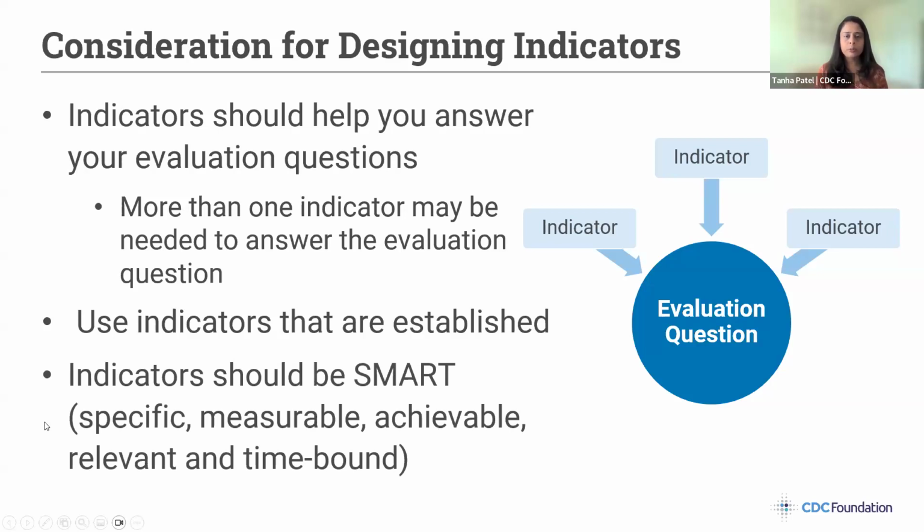Also, indicators should be SMART, in that an indicator should only measure one element that is clearly defined. It should be measurable to see change, achievable in the time frame that is being considered, relevant to the evaluation question being answered, and time-bound to put some parameters in place for when the change should be happening.